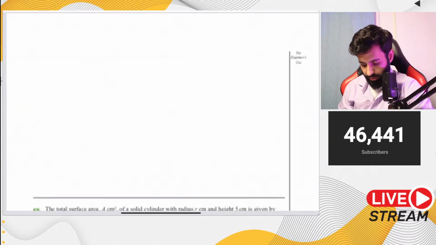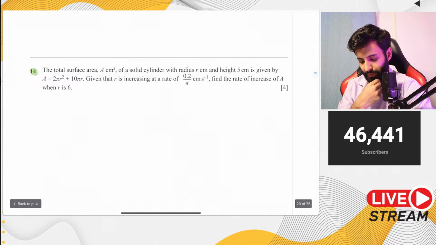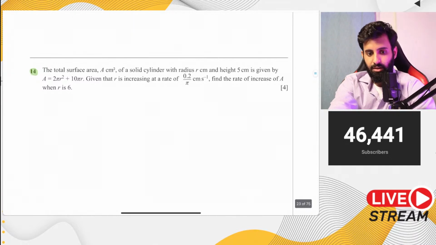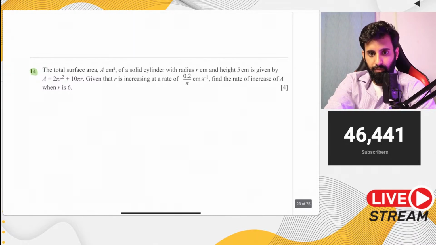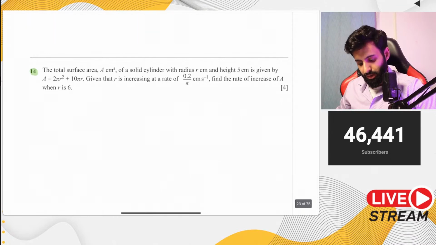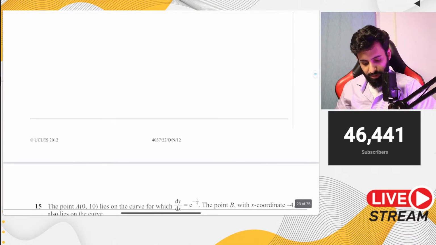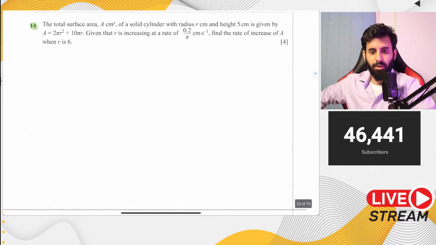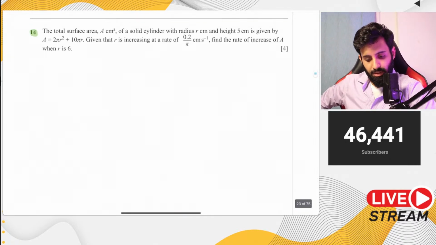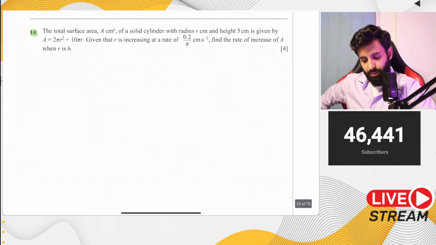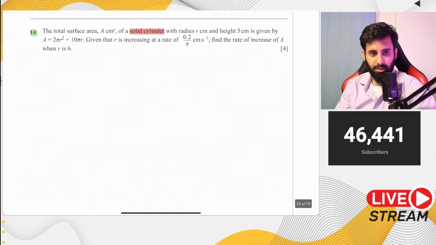Okay, so for example, this question over here, let's solve this. Let's see what this says. This is from October-November 2012, paper 2, variant 2. It says the total surface area A centimeter square of a solid cylinder. As you're reading, highlight what you think is important. I think the words solid cylinder are very important, so I'm going to underline that. With radius r and height 5 centimeter is given by so and so.